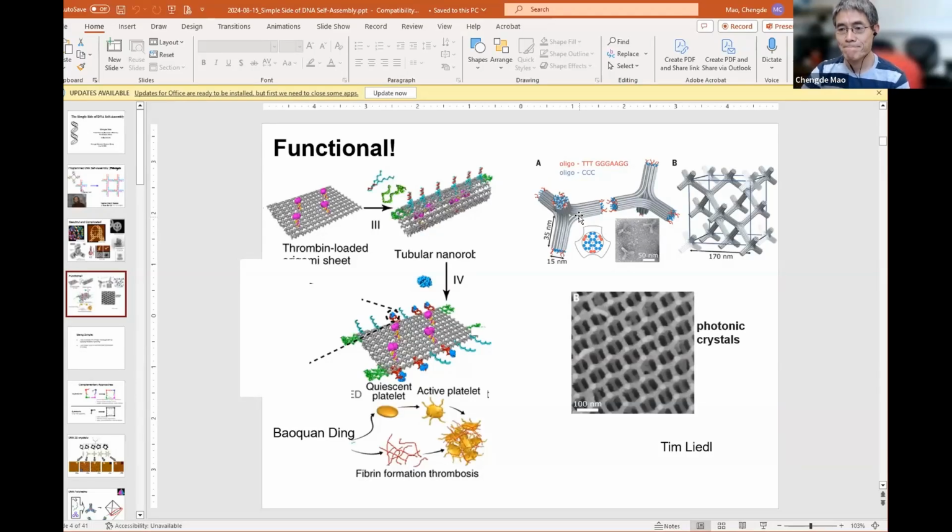Yeah. Cool. And we just have a follow-up question here from the chat. If you could compare for us here the advantages of DNA versus RNA nanostructures. Yeah, that is a great question.